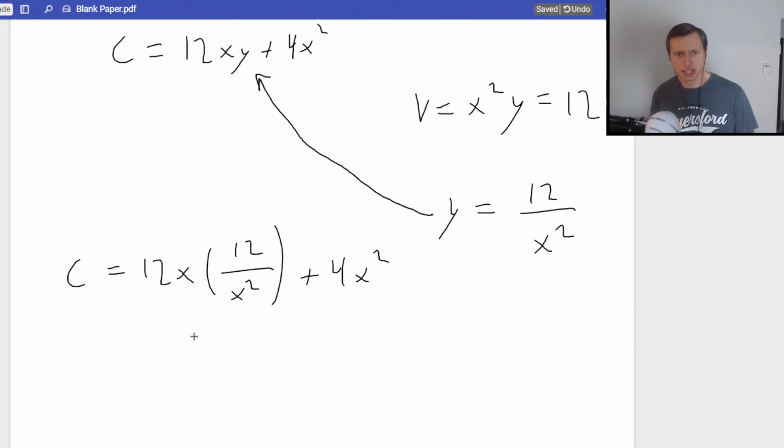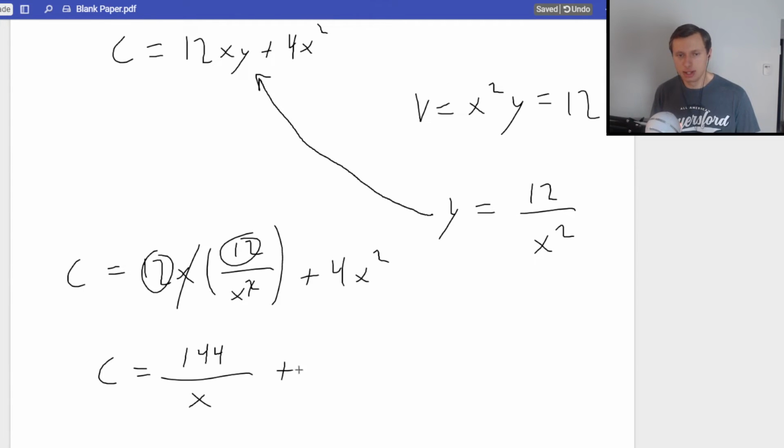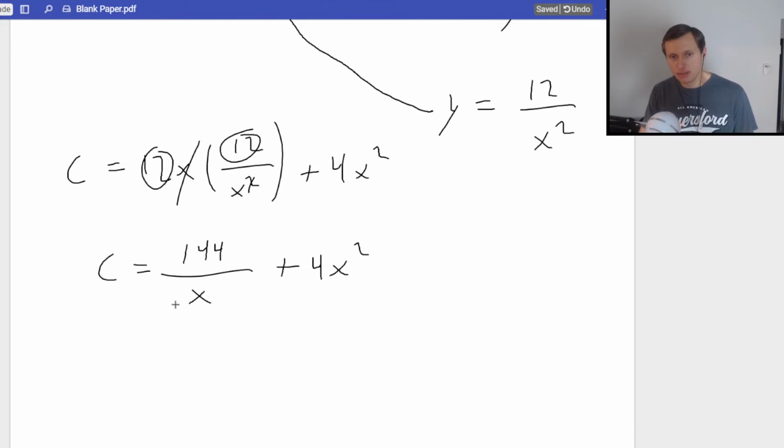Let's go ahead and simplify this. So cost equals, the 12s can simplify, so 12 times 12 in the numerator is 144. One of the x's will cancel in my denominator, so we still have an x in the denominator, and then plus 4x squared. Now we can take the derivative of this. Let's go ahead and do that. So C prime, the derivative. You're already running into trouble if you have 144 over x, right? Because that's technically a quotient rule.